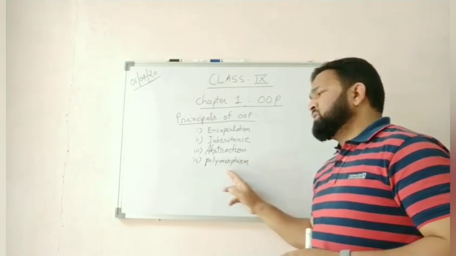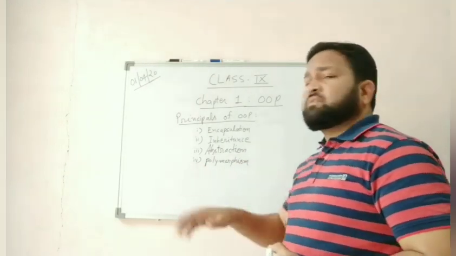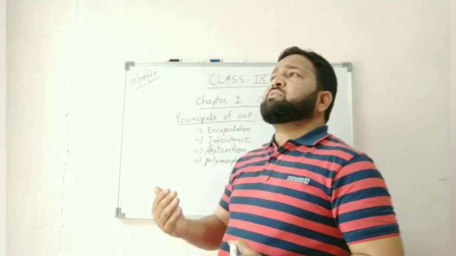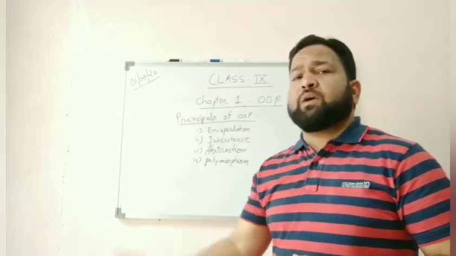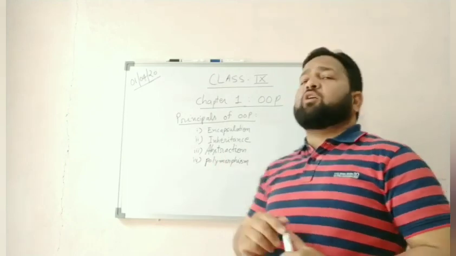And the last point is polymorphism. Poly means multiple and morphism means forms. If a particular thing is used for multiple purposes, that is called polymorphism.